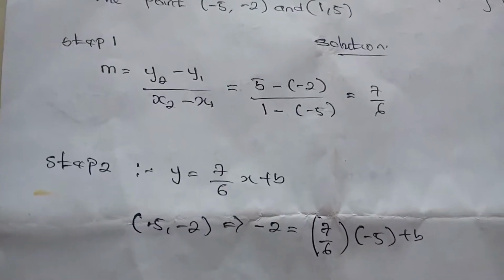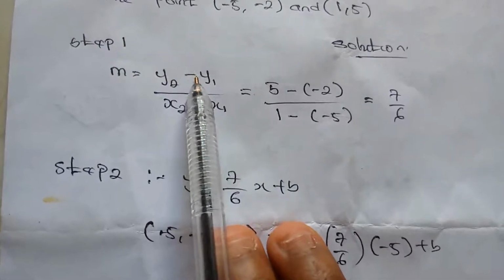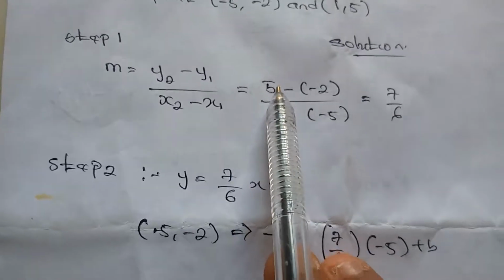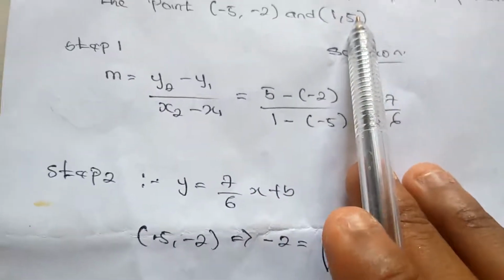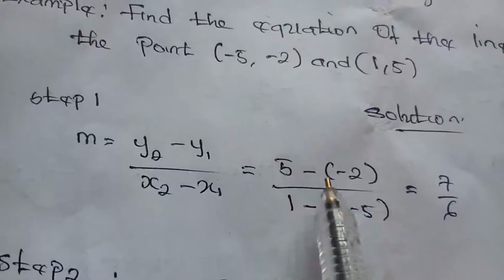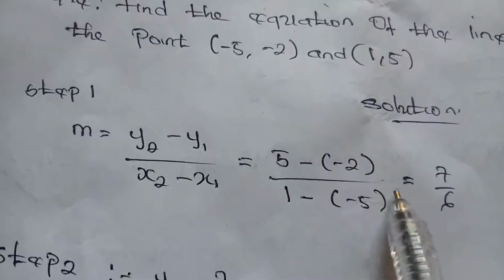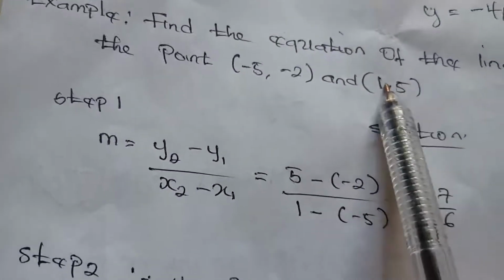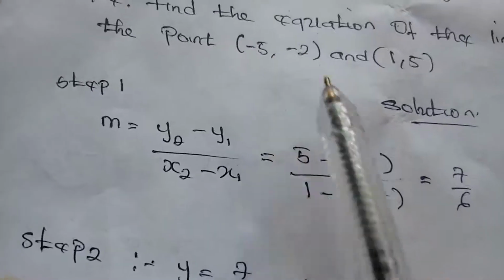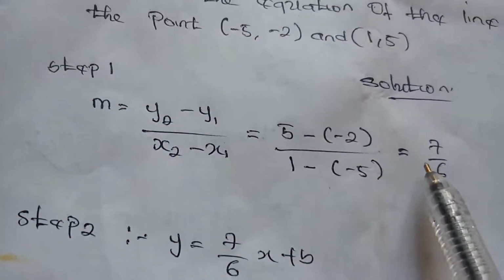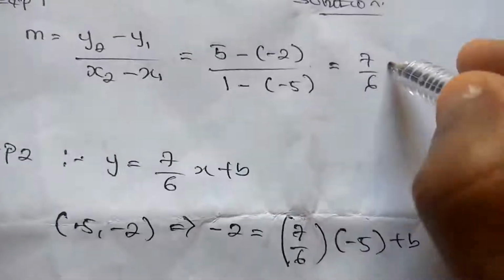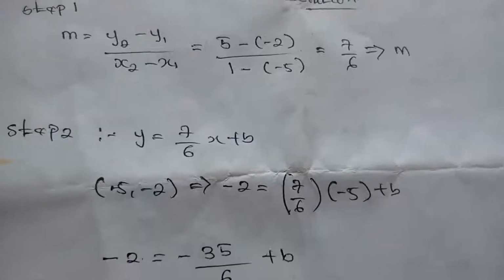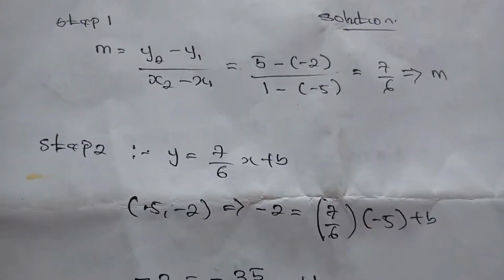We can find the slope of the line using this formula: y2 minus y1 all over x2 minus x1. That is 5 minus minus 2, all over our x2, which is 1, minus our x1, which is minus 5. This gives us 7 over 6, which is our m. We have gotten our slope.